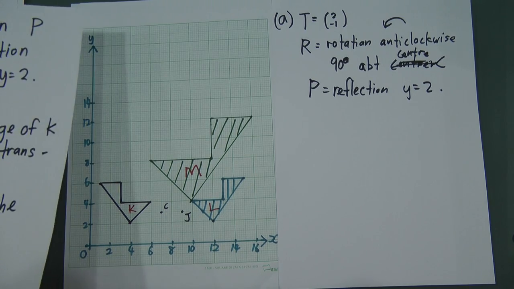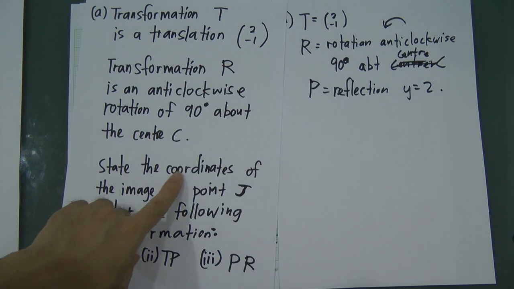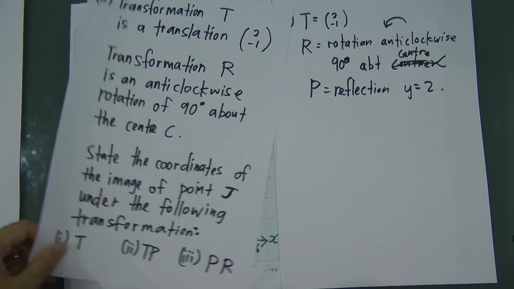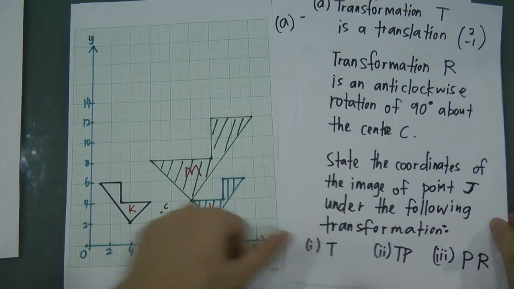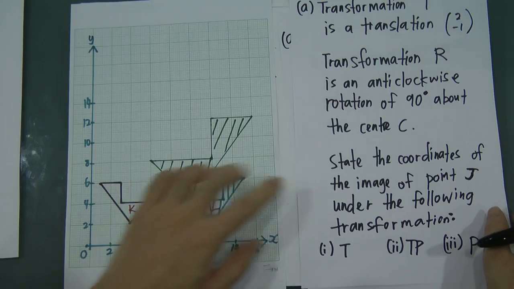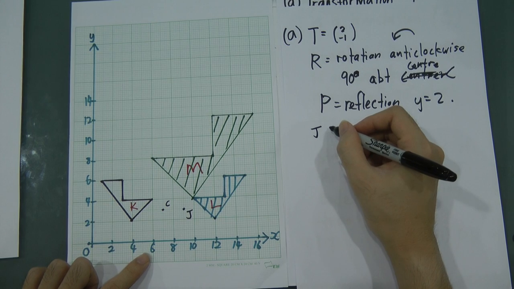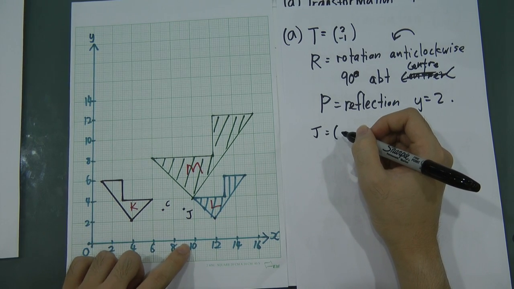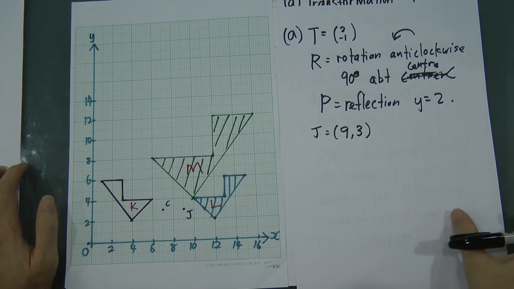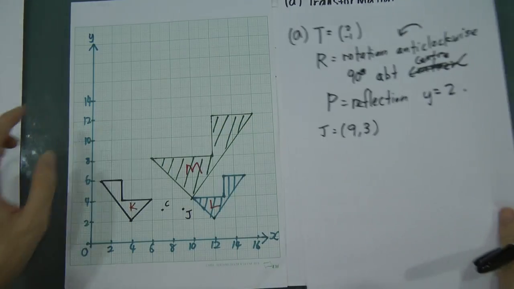Alright. Then I will start to do part A. It says: state the coordinates of the image of J under the transformation T. Okay, first have a look at J over here. Of course, you must know the coordinates of J. So I make a remark here: J is located at (9, 3). This is the coordinate for J. So first, he asks for the translation. T is a translation (2, -1).